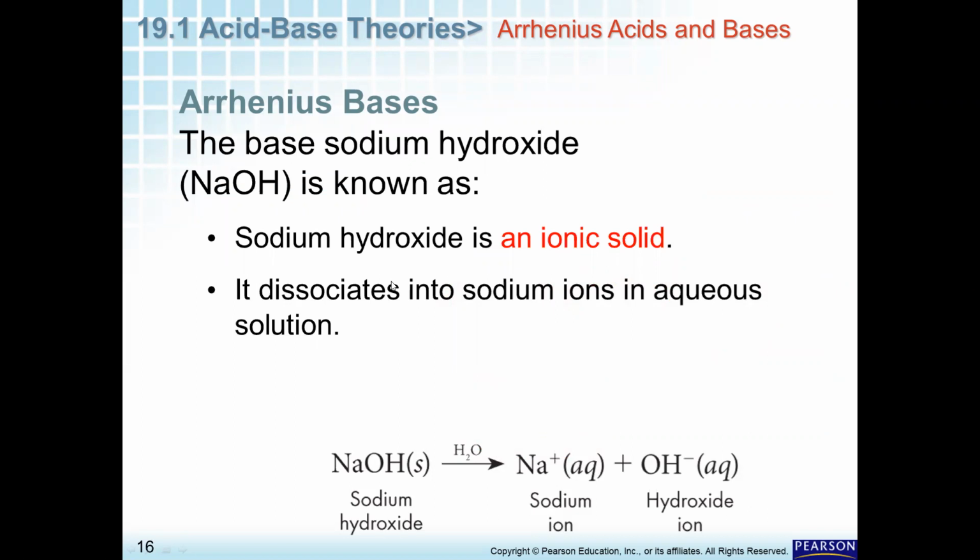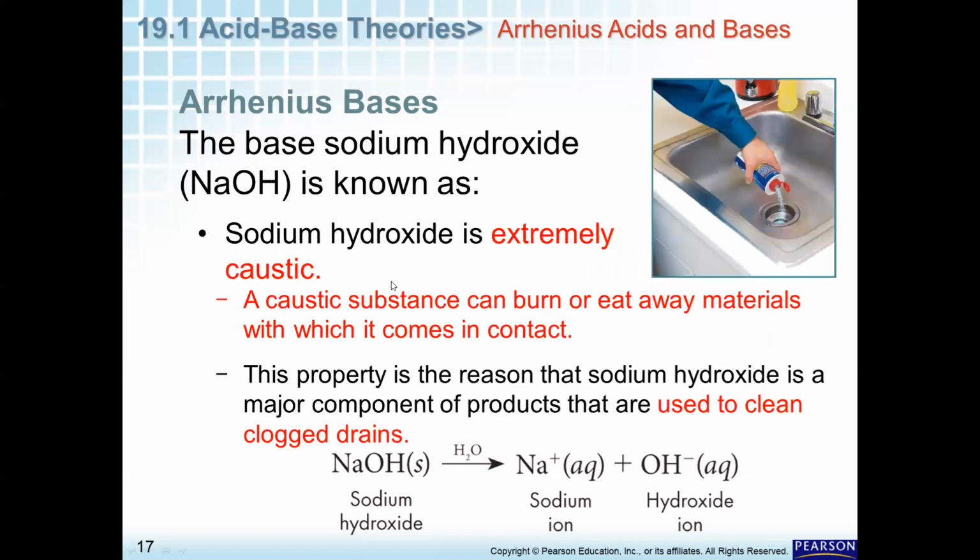All right, so sodium hydroxide, for example, is an ionic solid. It is made from positive and negative ions. So when you put it in water, it will split into sodium plus and OH minus. According to Arrhenius, a base is a material that can produce a hydroxide ion when put in solution. So this is typically an Arrhenius base.